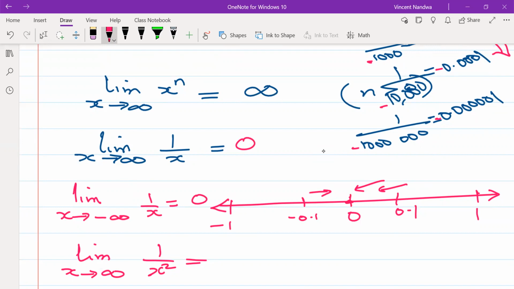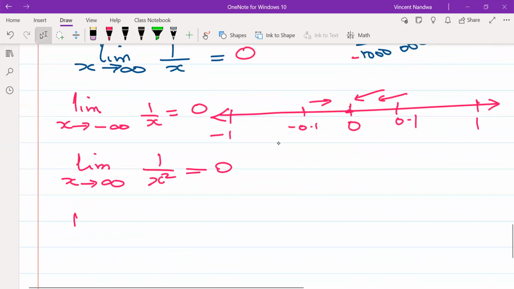So the limit as x approaches infinity of 1 over x squared is 0. And what will be the limit as x approaches negative infinity of 1 over x squared?